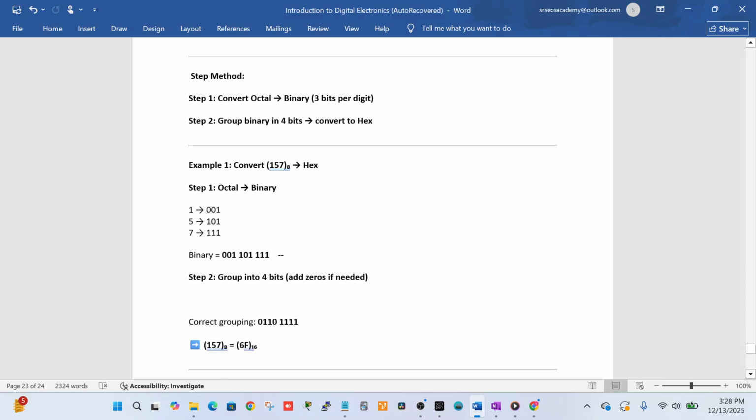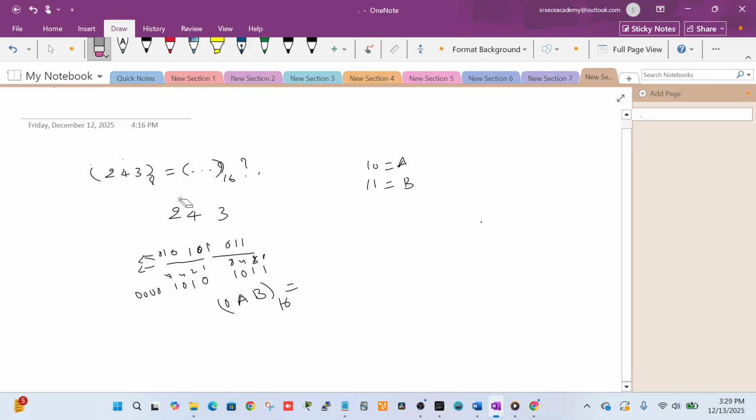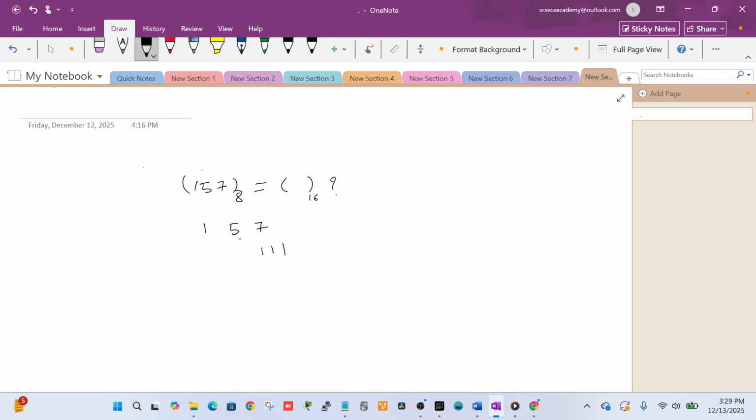Here let's convert 157. I will represent each digit in binary: 7 is 1 1 1, 5 is 1 0 1, and 1 is 0 0 1.